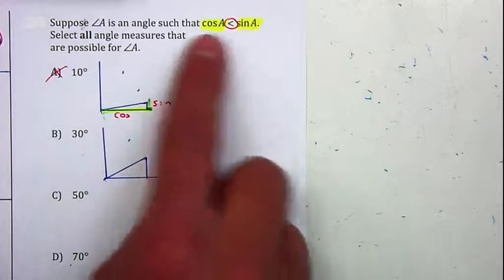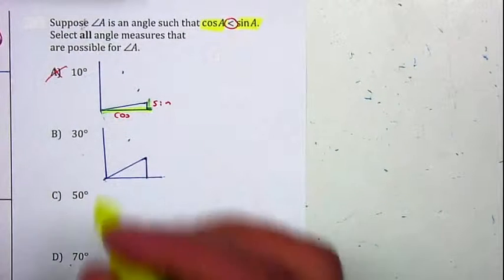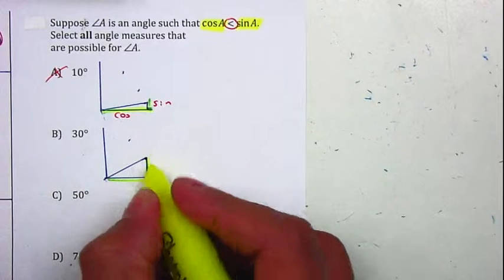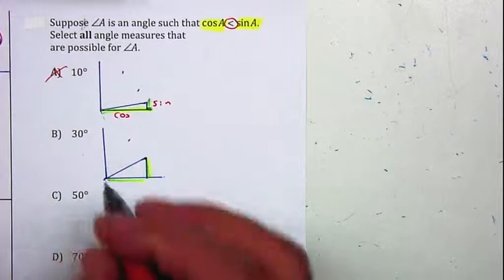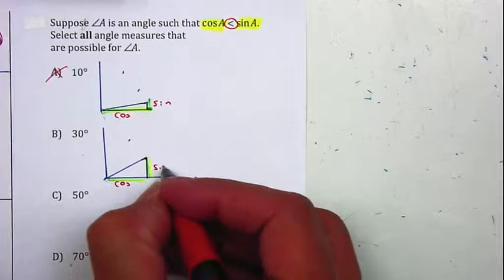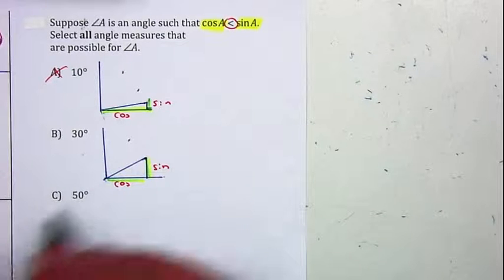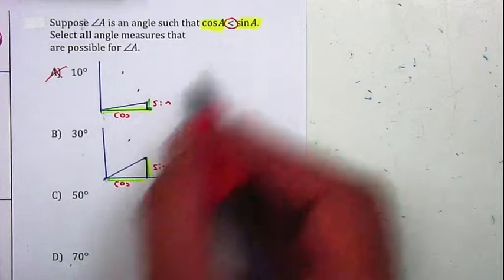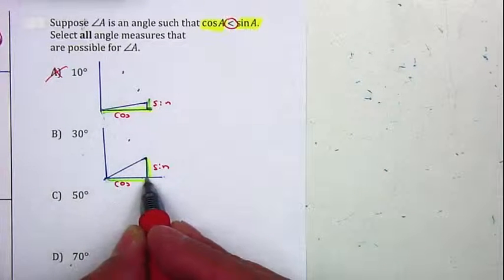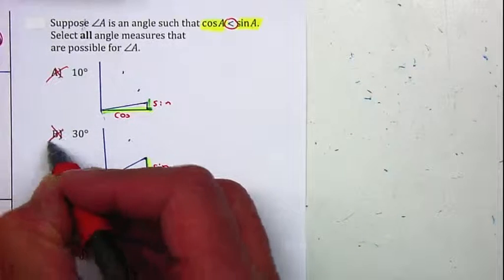And I'm comparing my cosine with the sine. Cosine is my x value, sine is the y value. So I'm looking for the cosine to be smaller than the sine, and if you notice, your cosine is bigger than your sine, so B is not the answer.